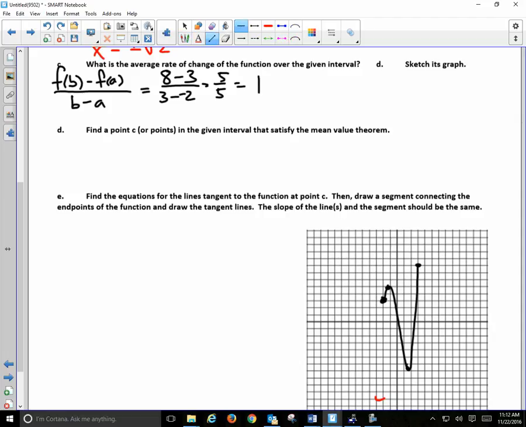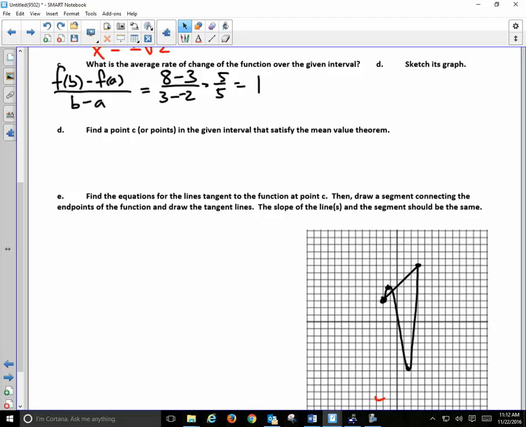I'm going to draw a segment that represents that average rate of change. It simply connects the two endpoints. Does that segment look like it has a slope of 1? Yes. The mean value theorem says that there is at least one x value, they call it c, that sits between negative 2 and positive 3, such that when I take the derivative, I'll have a slope the same as 1. Do you agree that you can look at that and kind of see?